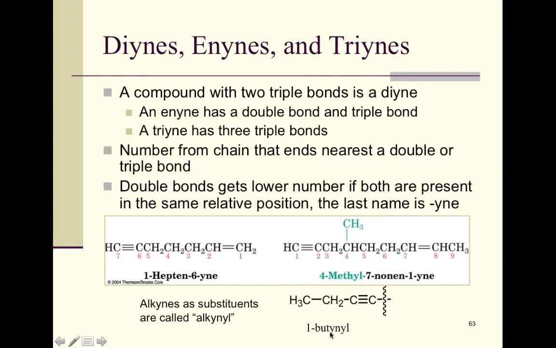Alkynyl. Let's look at butynyl. I'm not even sure if I'm pronouncing that right. Butynyl. This is when it does not have priority. That means it would be on a group that has priority higher than it.